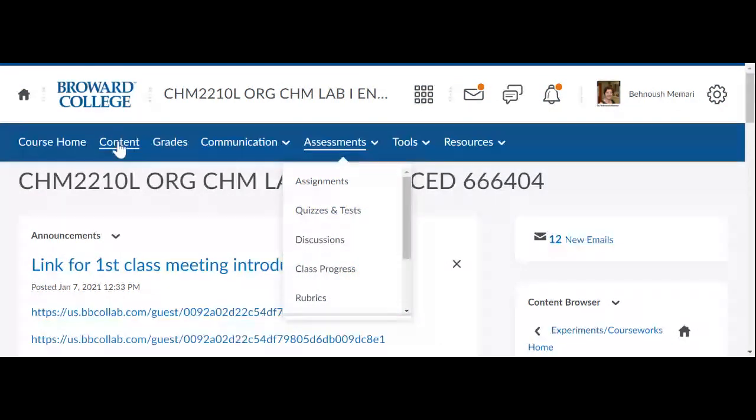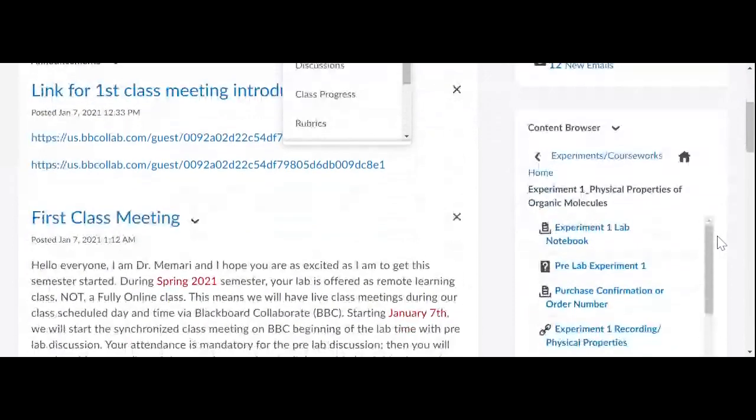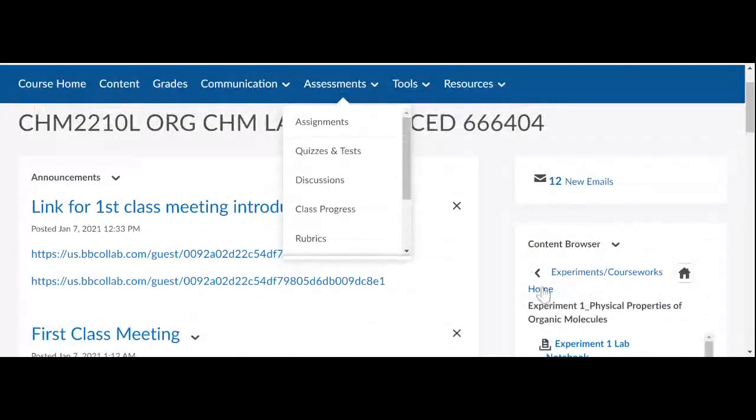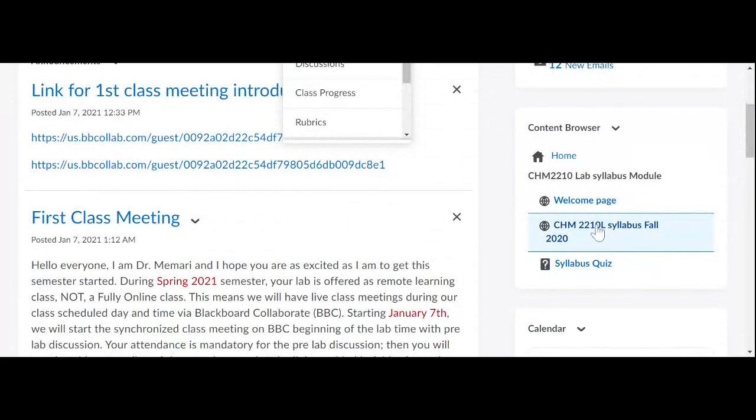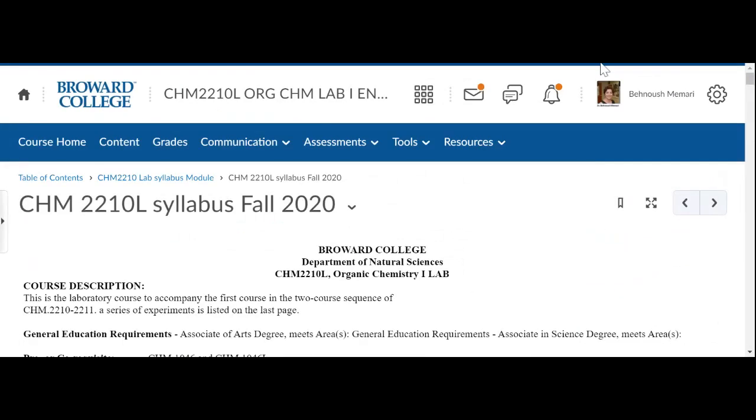Try to locate this. If you go to content, then you get the table of contents. It's not very organized. There are different ways to find it, but it's not very organized. The way I have it organized is all in one place for you. So what we are going to do today is go over the syllabus first. If you have questions, please type them in the chat box.